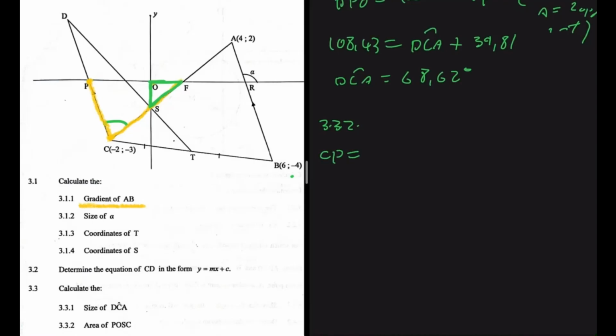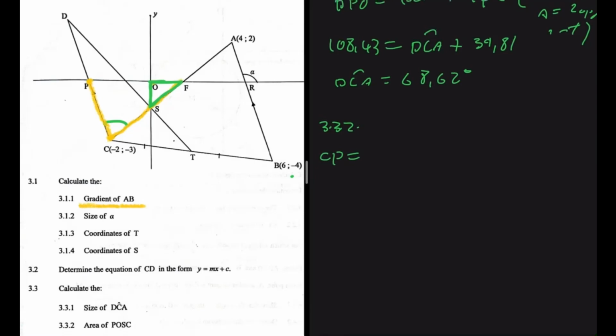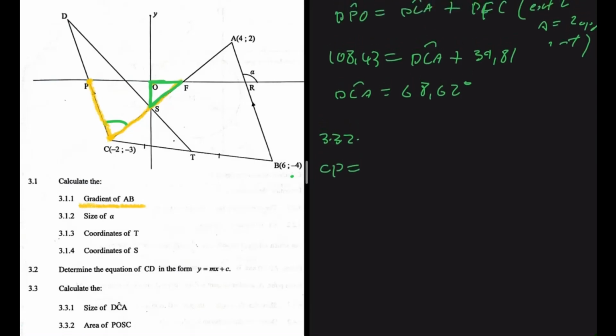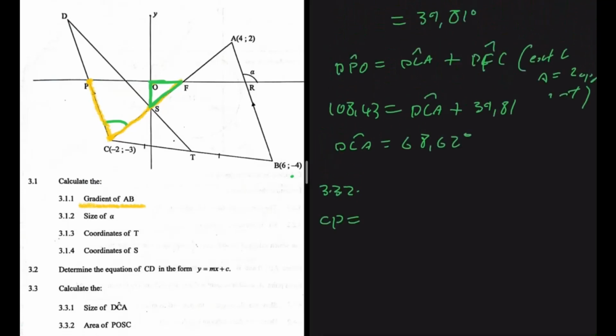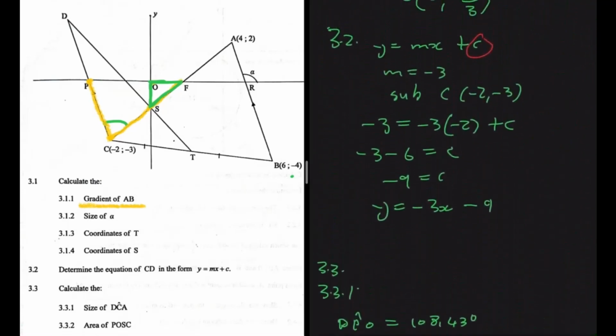So we need the coordinates of P, right? And then we have the equation of CD, right? We calculated it in 3.2. So on the equation of CD here, if we substitute, we're letting y be equal to 0, right? So if y is equal to 0, let's just work it out here. If y is equal to 0, then 9 should be equal to minus 3x. So x should be equal to minus 3, right? So we're saying for P, we have minus 3 and 0.